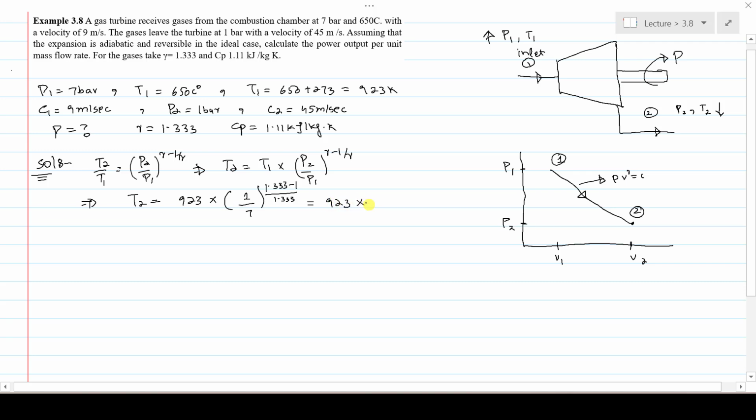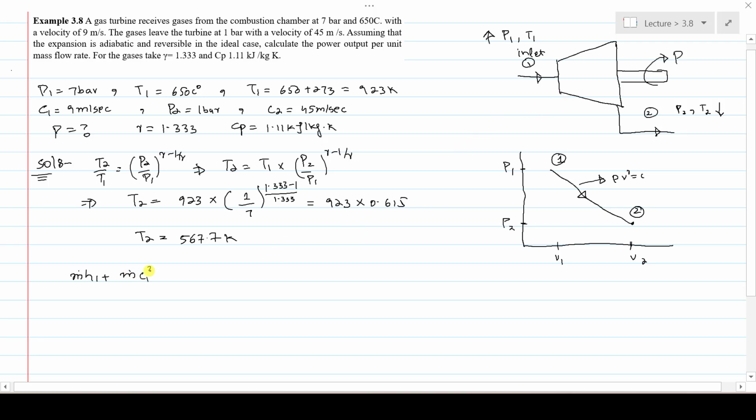923 multiplied by 0.615. So just simply multiply this T1 value with this pressure ratio, and you will get the T2 value, and it is 567.7 Kelvin. Now apply the steady flow energy equation on this gas turbine.